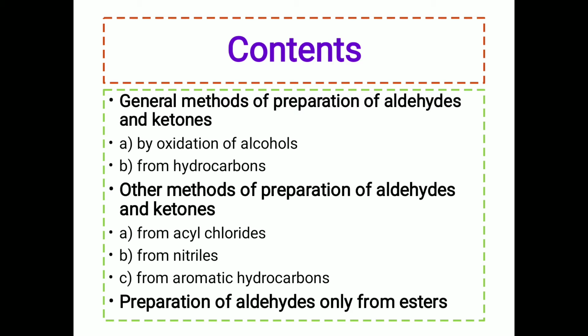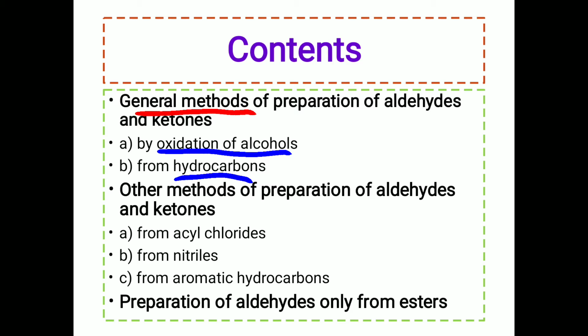The first is the general method for the preparation of aldehydes and ketones. The second is the preparation of aldehydes and ketones by other methods, and the third is the preparation of aldehydes only from esters. In the first method, the general method, there are two methods: first, from the oxidation of alcohol, and second, from hydrocarbons. In the second method, other methods of preparation of aldehydes and ketones, there are a total of three methods.